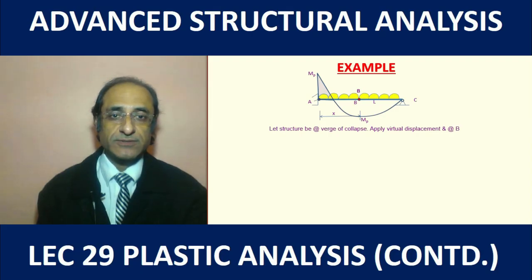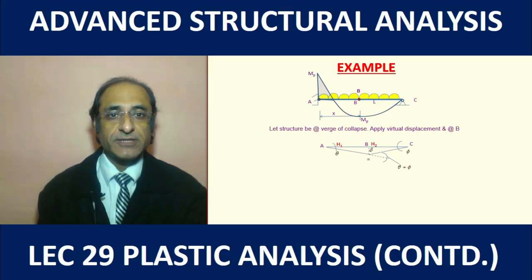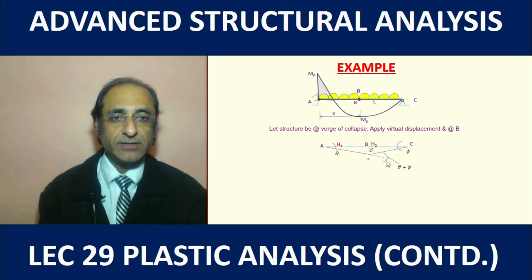Now we assume that the structure is at the verge of collapse, and at this condition we apply small virtual displacement at B such that the two parts AB and BC undergo rigid body rotations. So something like this we are enforcing. So what happens is that both the plastic moments at A and B do virtual work as we apply the virtual displacements, which are very small. At A the rotation is theta, and at C the rotation is phi, and at B the rotation will be the sum of these, that is theta plus phi.